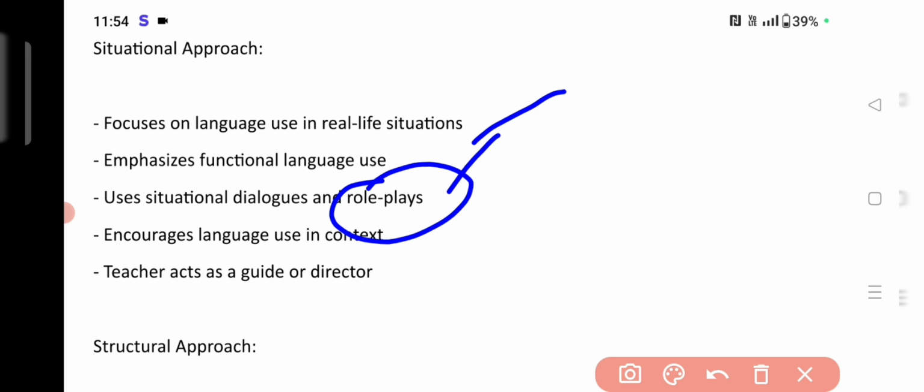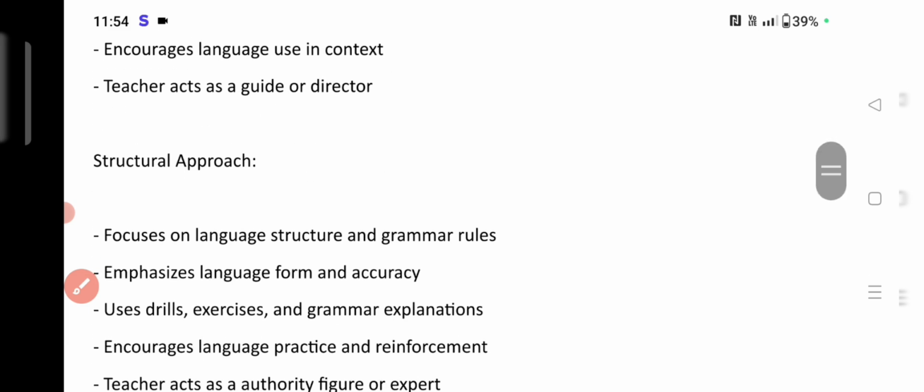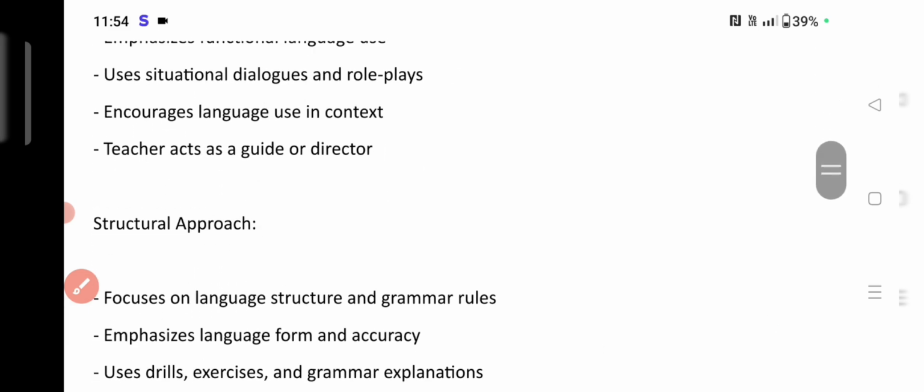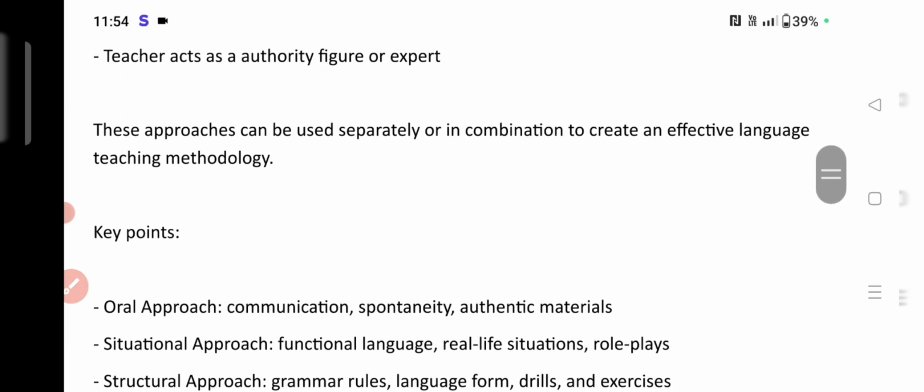It's mainly telling, right? Encourages the language use in context. Teacher acts as a guide or a director. The next thing is structural approach. Previously we learned situational approach, now structural approach.